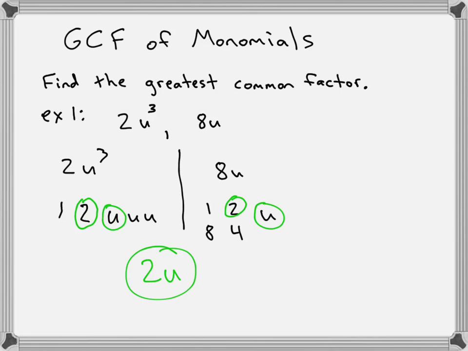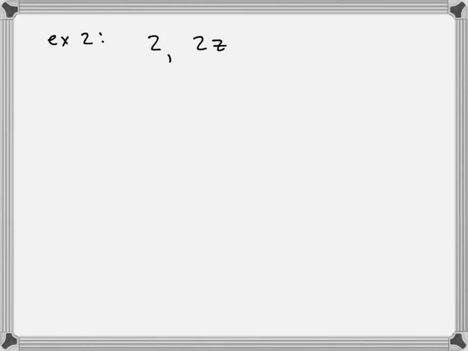Let's look at another example. Here we have the same directions. Find your greatest common factor. We have two monomials. We have a 2 and we have a 2z. What is in common to both? We shouldn't even have to list them out separately this time. The only thing in common to both is the number 2. So your greatest common factor is 2.